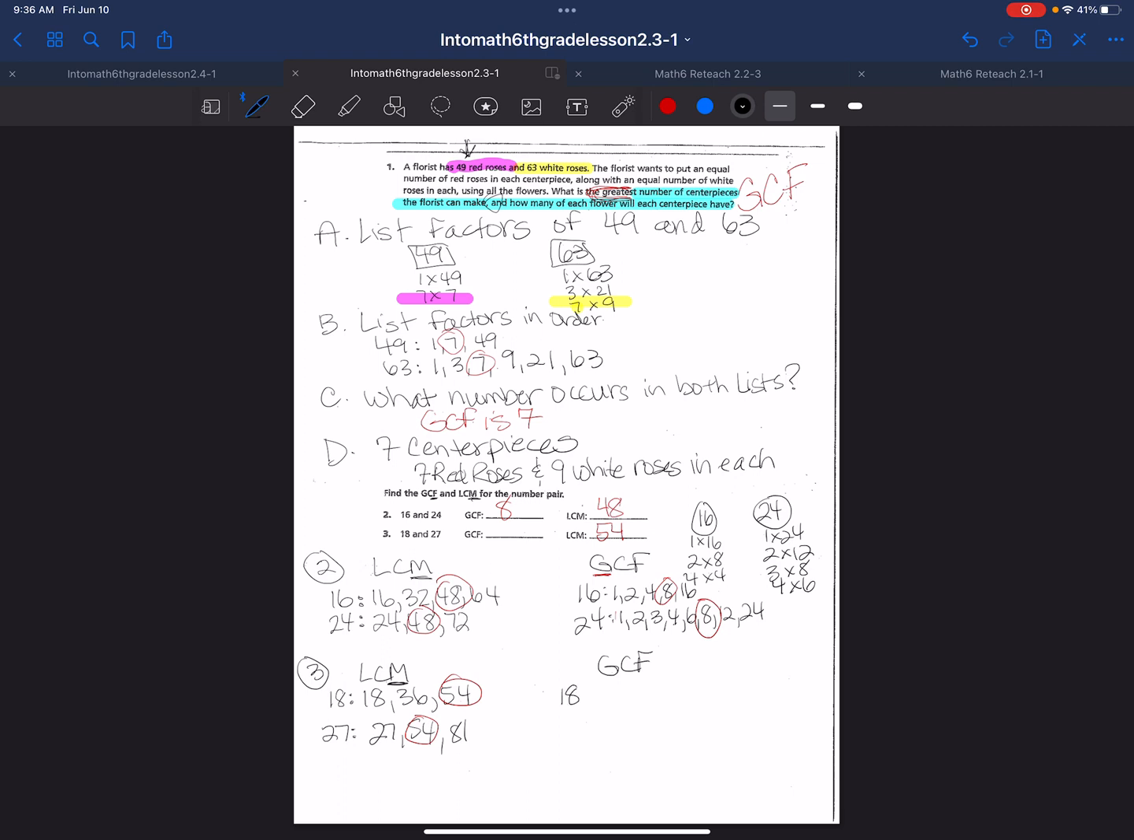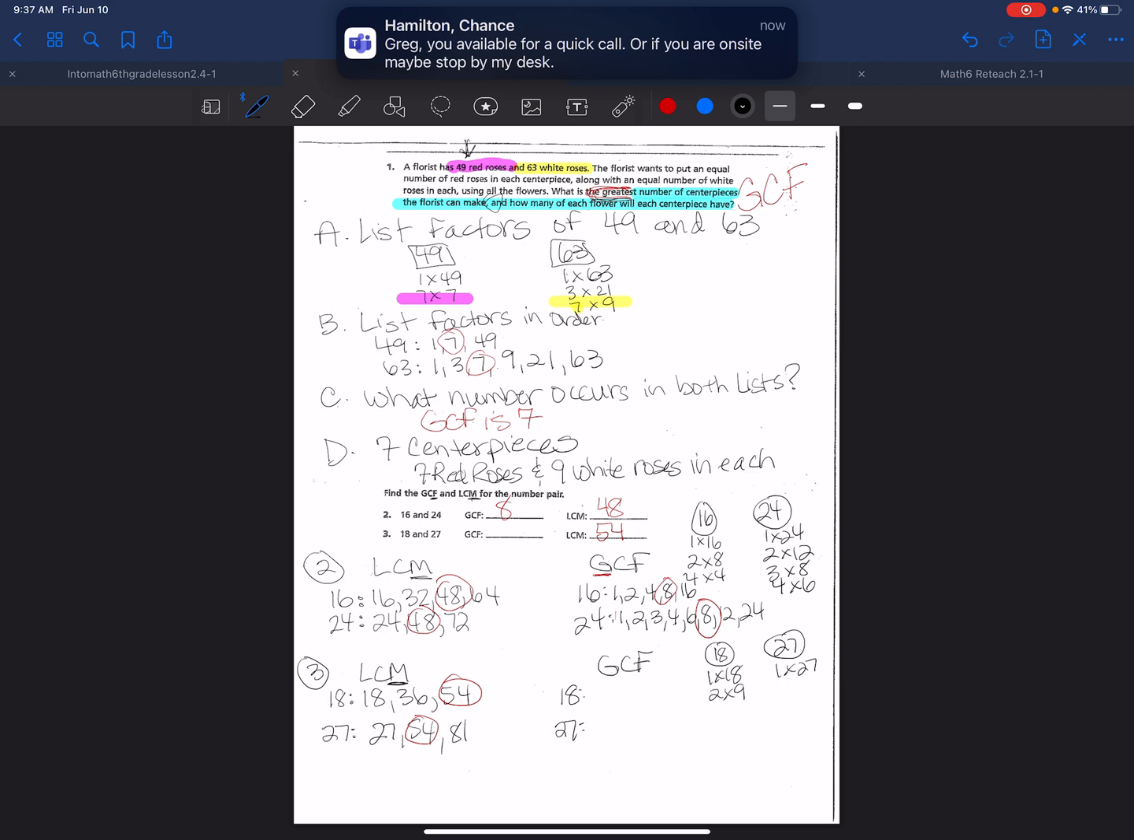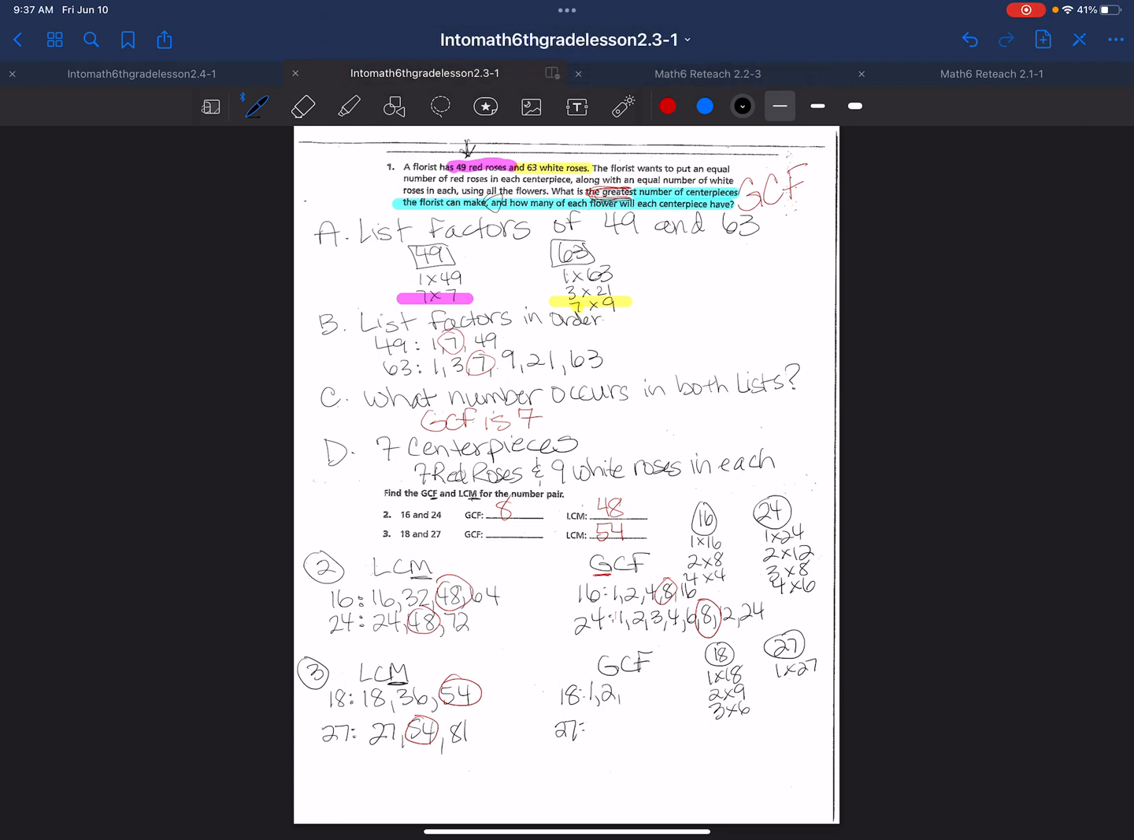Okay, let's do the GCF here, the greatest common factor of 18 and 27. Remember, we're doing factors. So I have to go over here and plan that out. So if I have 18 and 27, I always start with 1 times 18 and 1 times 27. Those are the easy factors. This is an even number, so 2 times 9 is 18, and 3 times 6 is 18. Now we need to put those in order. 1, 2, 3, 6, 9, 18. Okay, let's do 27. 1 times 27 and 3 times 9 are factors. Let's list them in order here. 1, 3, 9, 27. Now in this list, I want to look at a number that is the greatest. So the greatest common factor here is 9.